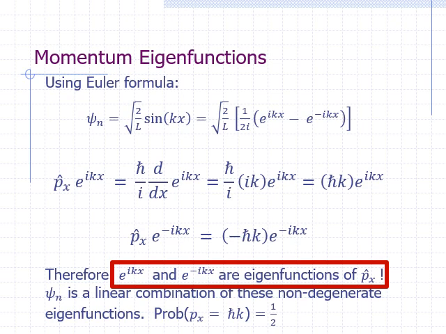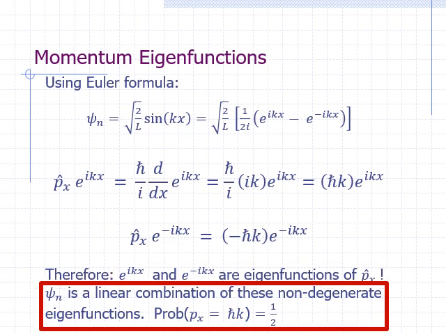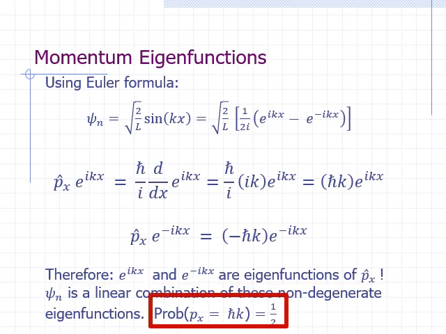Psi is not an eigenfunction because it is a linear combination of non-degenerate eigenfunctions. The eigenfunctions don't have the same eigenvalue. But since the square of the absolute value of the coefficients are the same for both eigenfunctions, we can say that there is a 50% chance that the particle's momentum is positive h bar k and a 50% chance that its momentum is negative h bar k. That's why we found earlier that the expectation value of p sub x is 0.